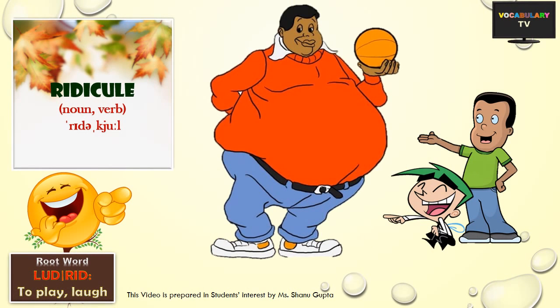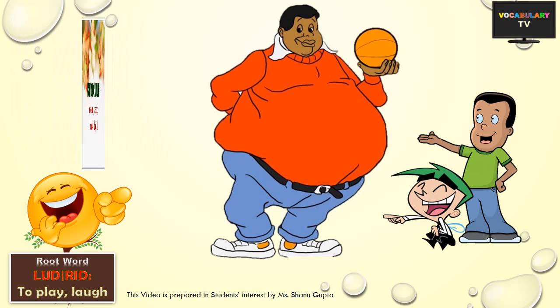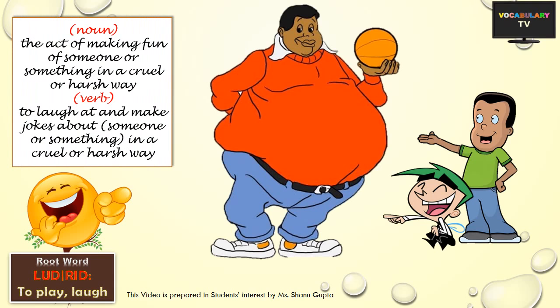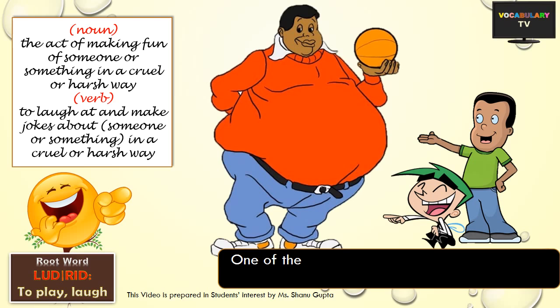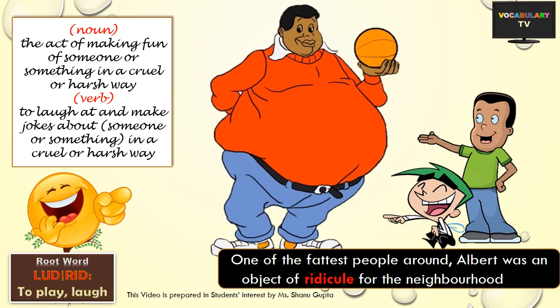Next word based on the root is ridicule. It is used both as a noun and as a verb. To ridicule someone is to laugh at and make jokes about someone in a cruel or harsh way. And this very act of making fun of someone in a cruel way is also known as ridicule. An example sentence is, one of the fattest people around, Albert was an object of ridicule for the neighborhood kids.